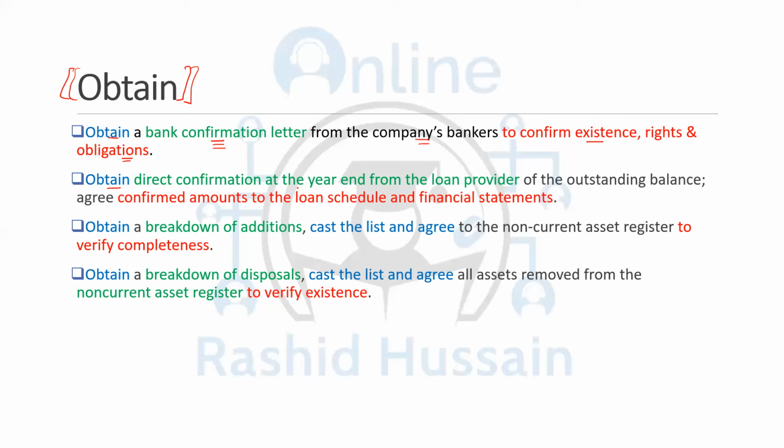Obtain direct confirmation. Again, obtain is the action. At the year end from the loan providers, now the company has taken the loans, of the outstanding balance, agree confirmed amounts to the loan schedule and the financial statement. Now, basically, you're obtaining the confirmation from the company's lenders, that how much amount they have given to the company, how much the company owes them, and then similarly, you are checking whether the same amount is in the loan schedule and the financial statements, the outstanding balances we are talking about.